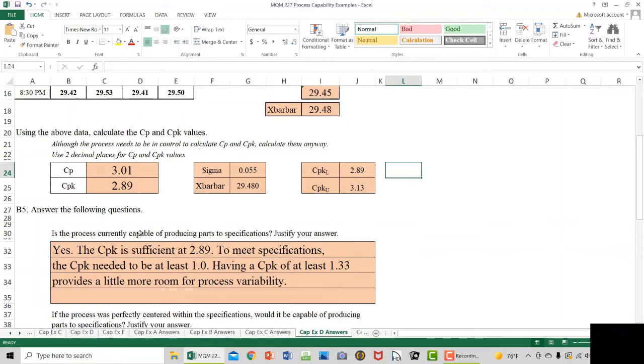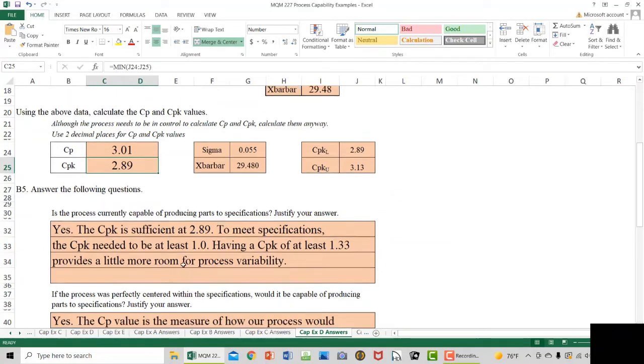Is the process currently capable of producing parts? Yes. The CPK is sufficient at 2.89. To meet specifications, the CPK needed to be at least 1.0. Having a CPK of at least 1.33 provides a little more room for process variability. Different operators, different days, different materials, whatever.